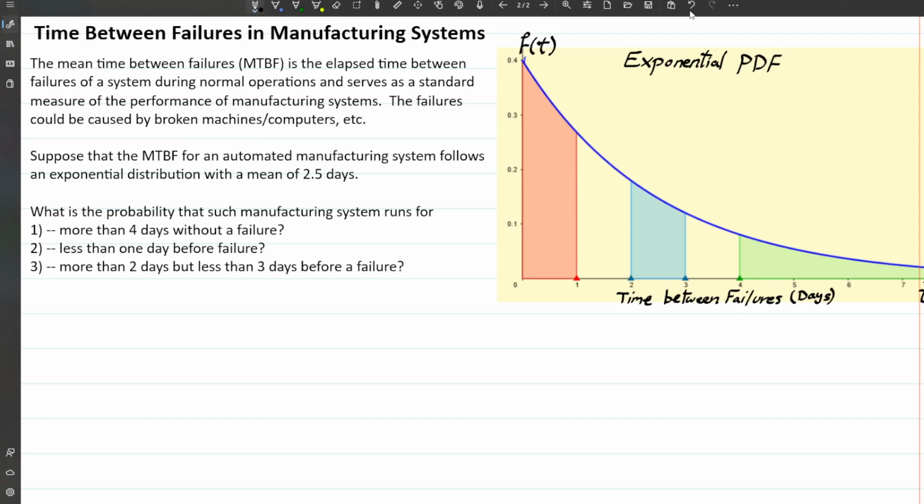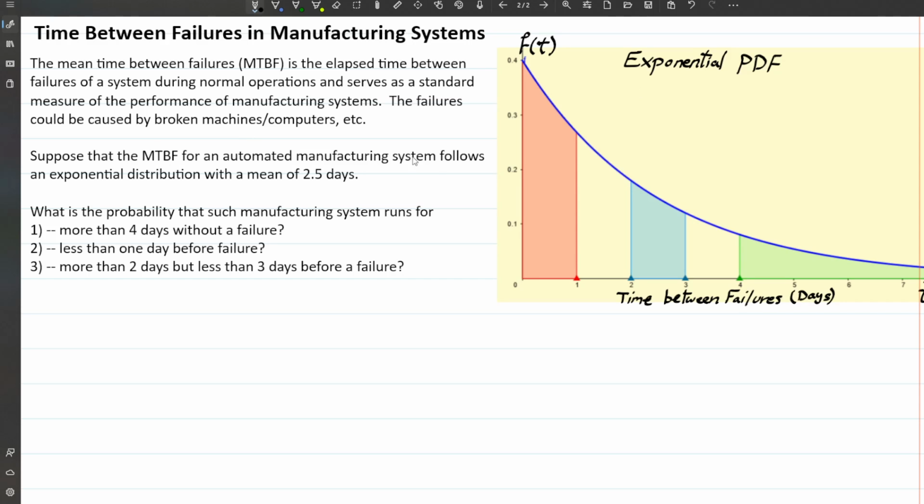Time between failures in a manufacturing system is an important practical KPI, or key performance indicator, for the health of the manufacturing process and operation. To mathematically represent the problem and calculate the associated probabilities, a metric that is usually used is mean time between failures, or MTBF, which is the elapsed time between failures of a system during normal operation.